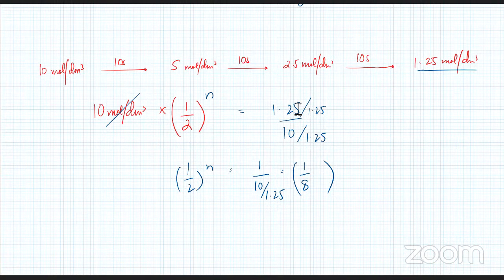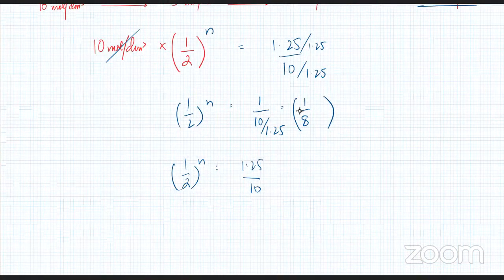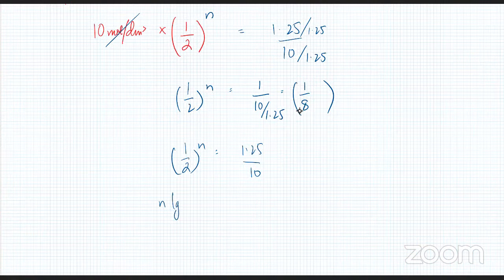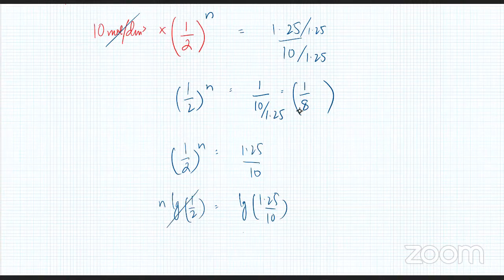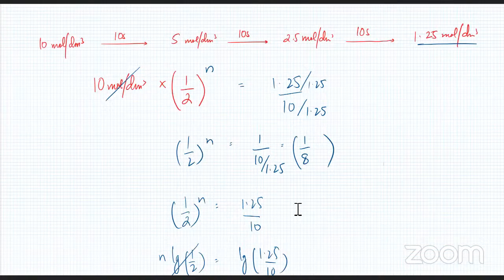And if there is still confusion, the best way is to go into log. Okay, half to the power n, and that's 1.25. They don't want you to go into log, but you can still go into log and solve this. The easy way is just take log. So it's going to be log of half equals log of 1.25 divided by 10. And n would be, divide this by log half. And you will find what n is. Okay.